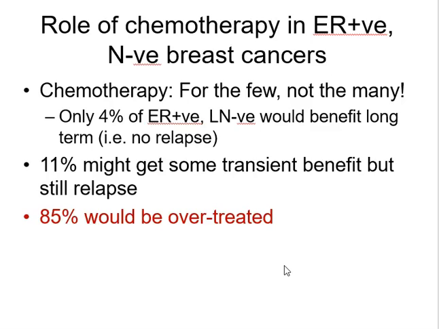So in this population group, 85% of patients would be overtreated if we just threw chemotherapy into the mix for all patients. Now, we don't do that, but in this particular clinical trial, that is what was done. 11% might get some benefit but would still relapse. 4% of the estrogen receptor positive lymph node negative patients would benefit from long-term benefit from chemotherapy. The rest of the patients would not. So that is the clinical situation that we're dealing with.